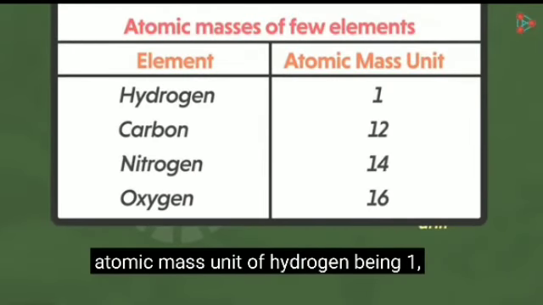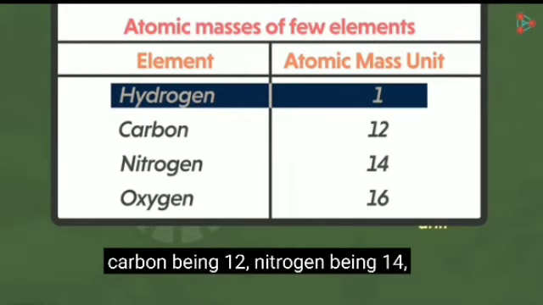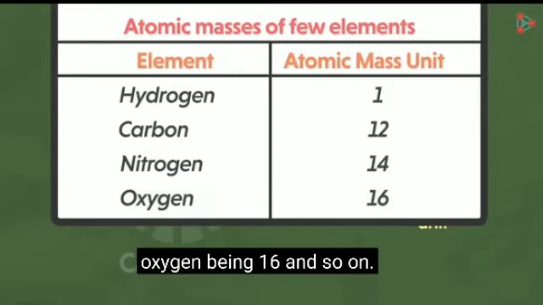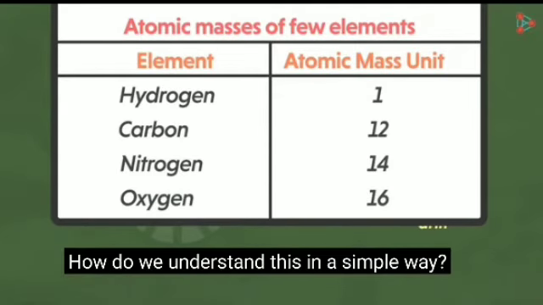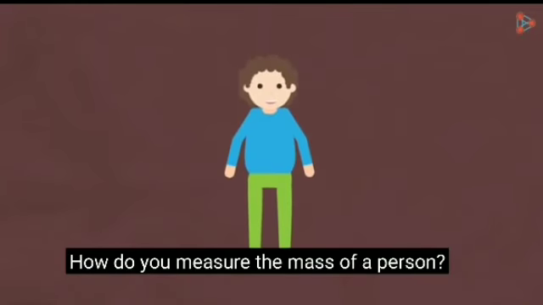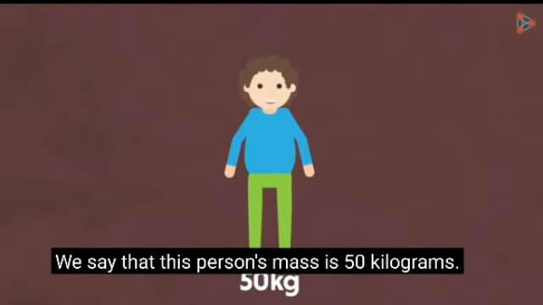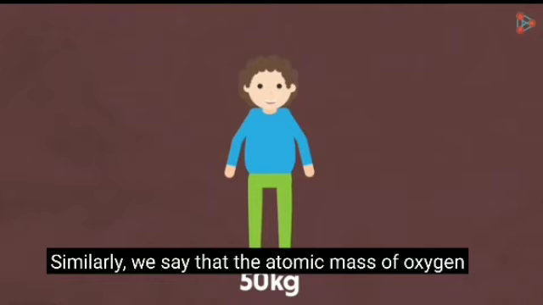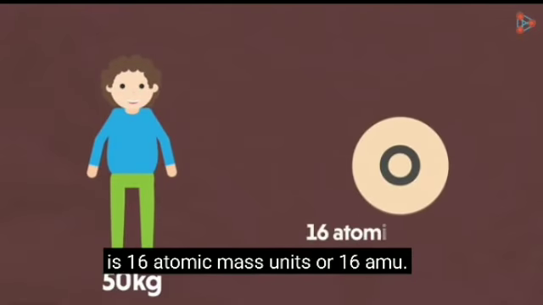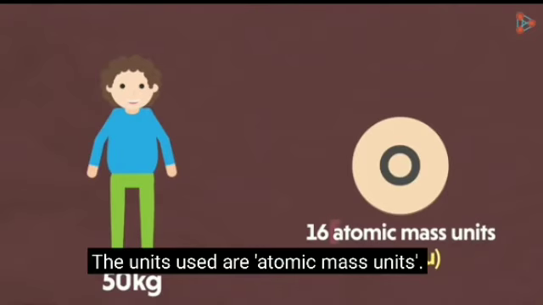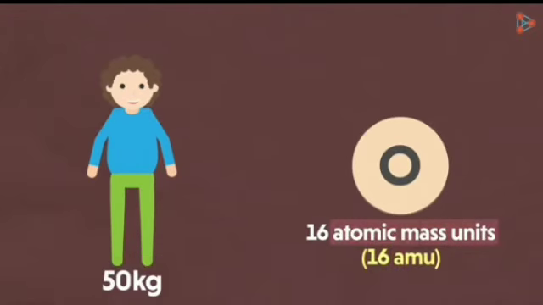Some examples of this would include the atomic mass unit of hydrogen being 1, carbon being 12, nitrogen being 14, oxygen being 16, and so on. How do we understand this in a simple way now? Let me ask you a question. How do you measure the mass of a person? Using kilograms, right? We say this person's mass is 50 kilograms. Similarly, we say that the atomic mass of oxygen is 16 atomic mass units, or 16 AMU. This is how we measure the atomic mass of any atom. The units used are atomic mass units.